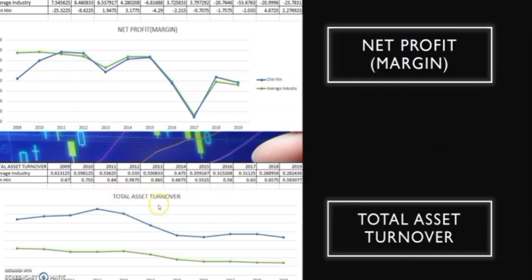Then for the total asset turnover, we can see Chin Hin's turnover from the start year until the end of 2019. So we can see from this graph that Chin Hin made an increase from year to year and had a fluctuating decline in the middle period, but they could still increase in the last period.